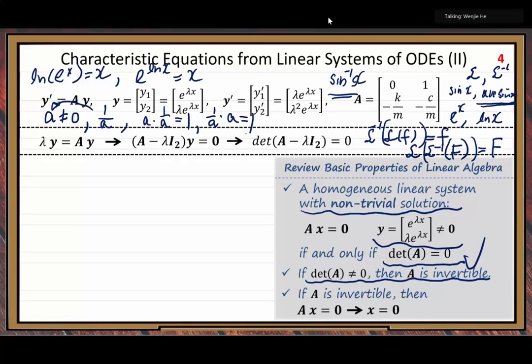Why? It's very simple. What do you mean A is invertible? A invertible means A inverse exists. So you can find another special matrix, and that matrix is the inverse of A. So what do you mean by inverse matrix? You can find that special matrix.